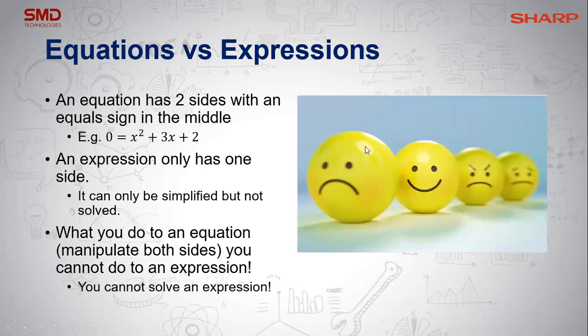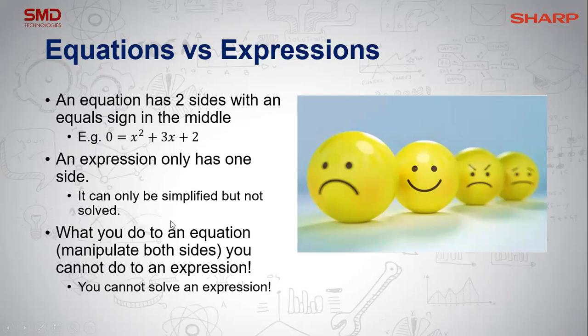Now, it's very important here when we talk about equations versus expressions, okay? So an equation has 2 sides with an equal sign in the middle, okay? So in other words, something is equal to something else. It's balanced. There's a scale. Whereas an expression only has 1 side. You can only simplify an expression. You cannot solve for x, okay?